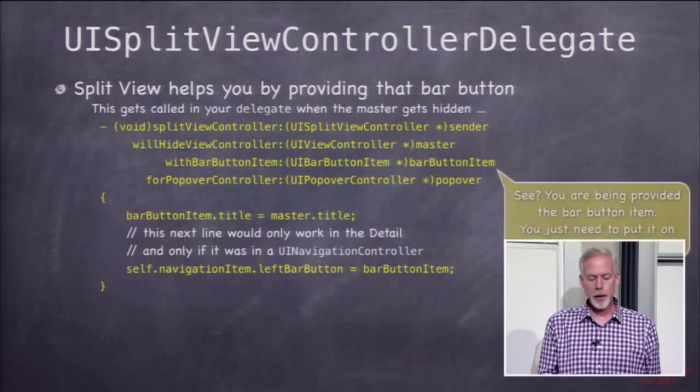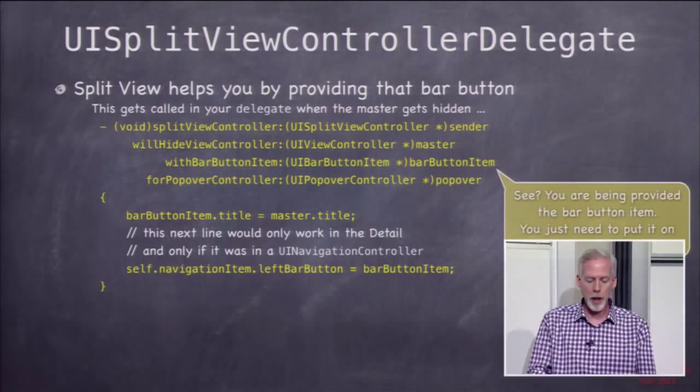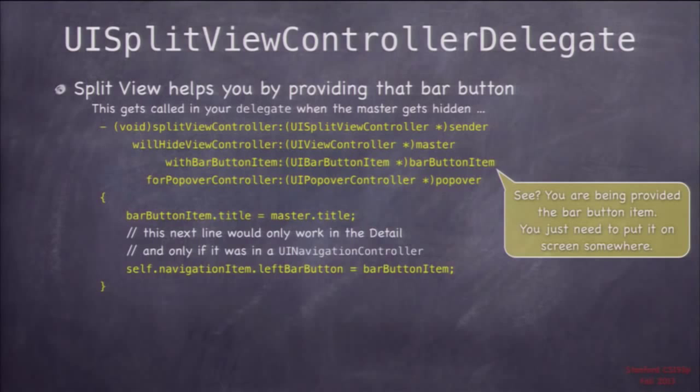The way you put the button there is another split view delegate method, willHideViewController withBarButtonItem. What that's saying is I'm going to hide the master. Here's a bar button to put somewhere on the screen that when the user clicks it, it'll slide back. So here's a simple way to implement it. Put your detail in a navigation controller. Then you can set the left bar button item to be that bar button.